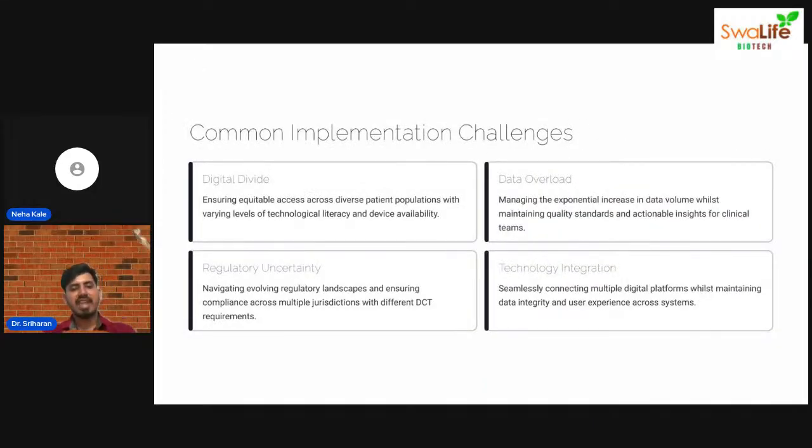Common, what are the challenges? Digital divide. What is meant by digital divide? It means when the person has no knowledge about digital technology, that is the main thing. We cannot do the trial with them. And data overload, because we are getting data from so many regions, so many countries. So data overload takes place. So we want to take the relevant data.